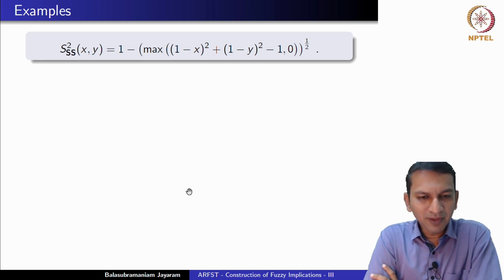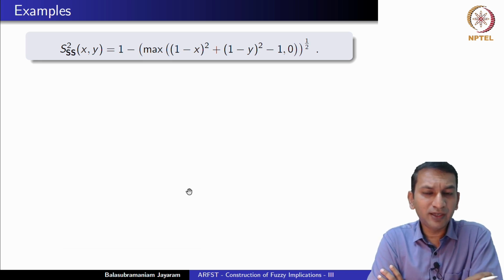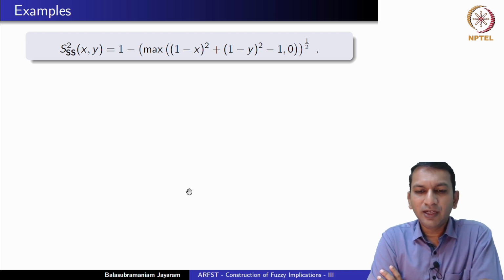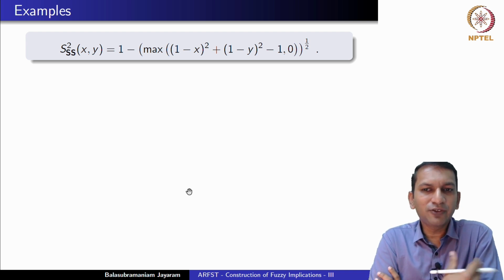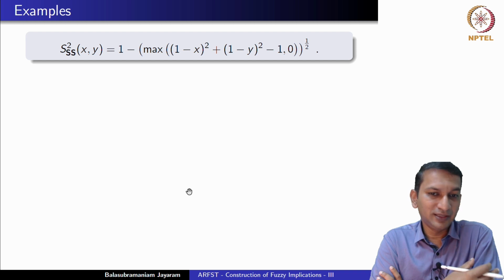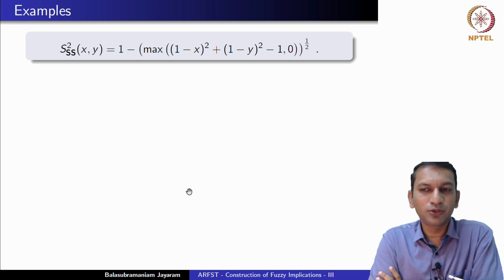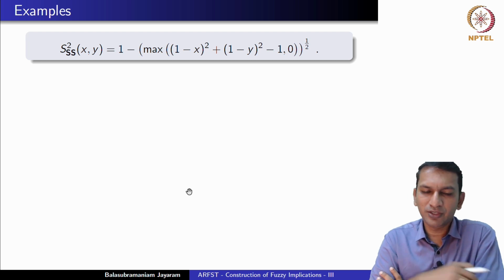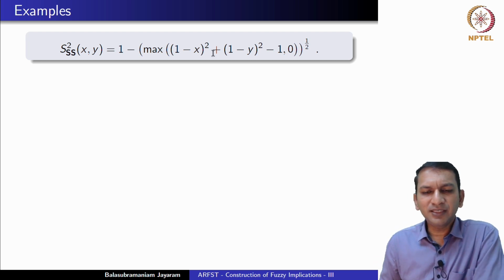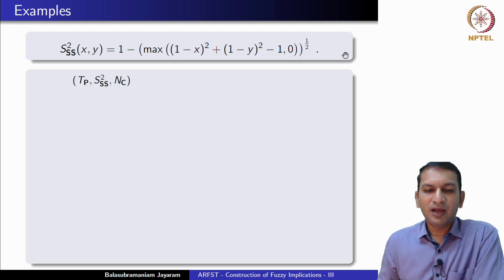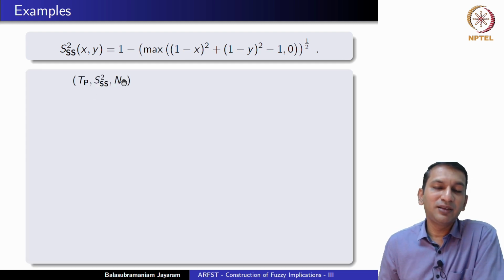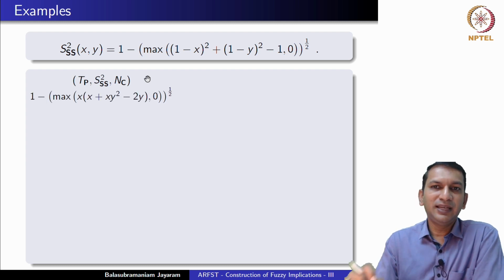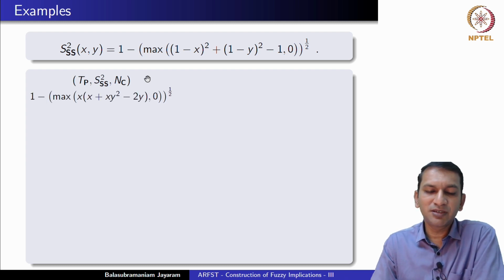Let's look at some examples where we get QL implications. It is also very illustrative for the kind of implications that this family can throw up, and that we will see from its geometry, that means by looking at the 3D plots. So if we take this T-conorm and the product T-norm under the classical negation 1 minus x, it does lead us to a fuzzy implication. So this triple does indeed give a QL implication.